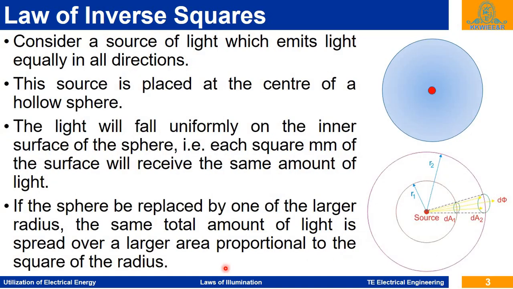Now here we see this is a point source. Initially there is a radius r1, and we increase this to radius r2. As we increase the distance of the surface from this point source, the light received on this surface is inversely proportional to the square of the distance between the point source and the surface.